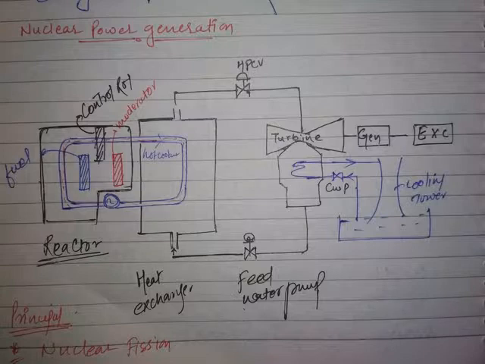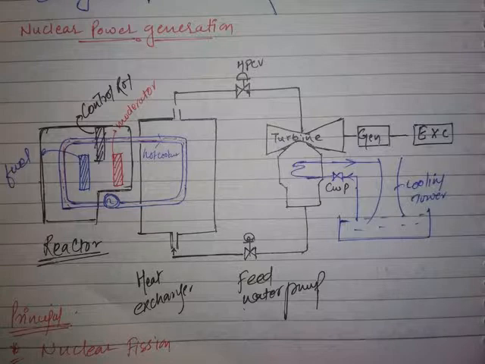Given the moderator and control rod, what materials can you use for different types of plants? The most widely used reactor worldwide is the PWR; another is the Canadian Deuterium Uranium reactor. In India, whatever nuclear plants are available, except Tarapur, Tarapur only uses a boiling water reactor. In all the other plants, they are using a CANDU reactor. This is the CANDU reactor we are using in all the main plants.